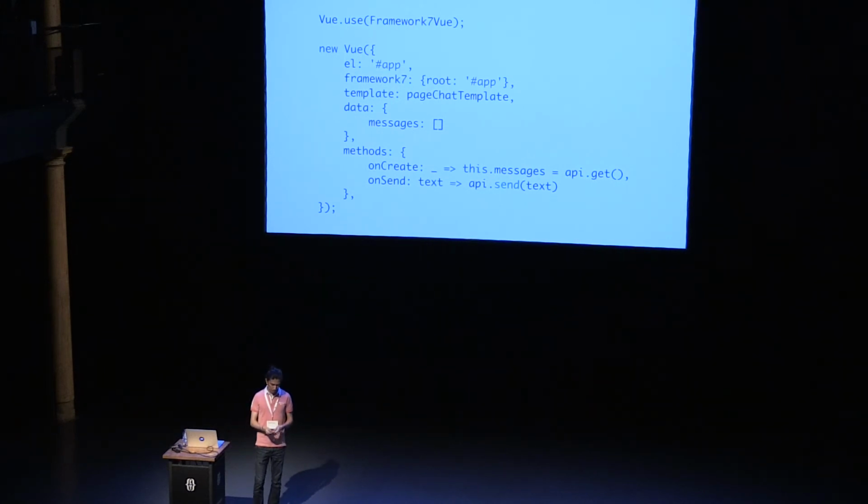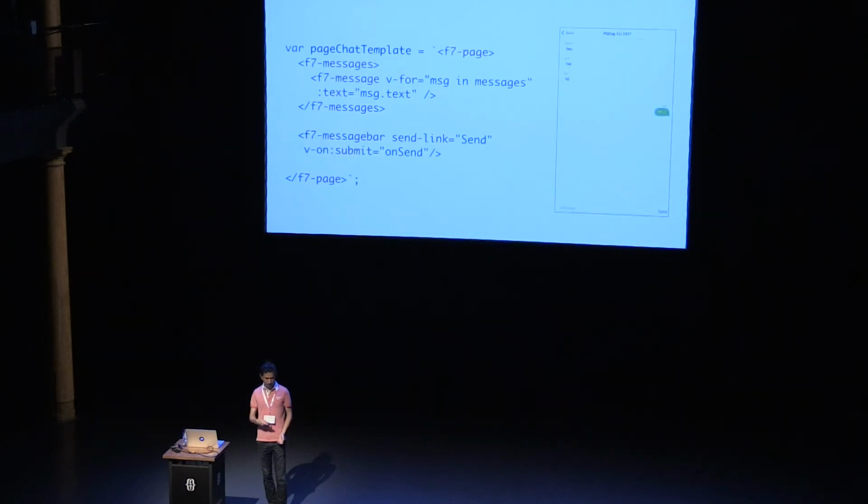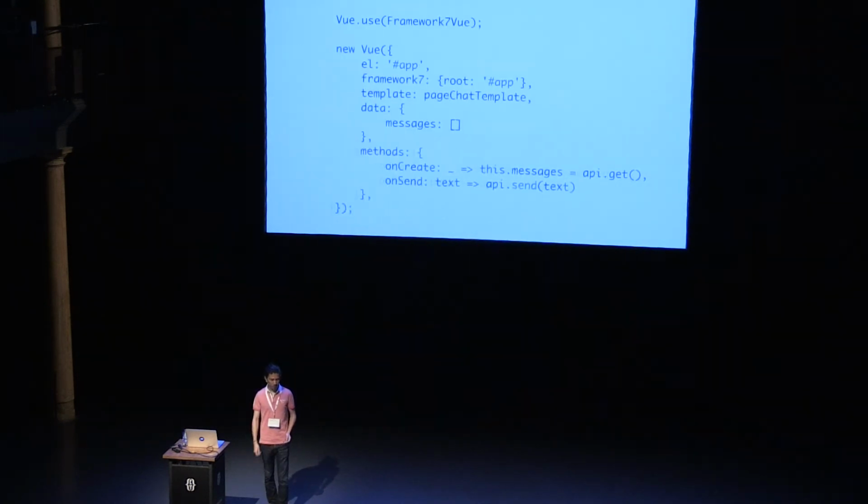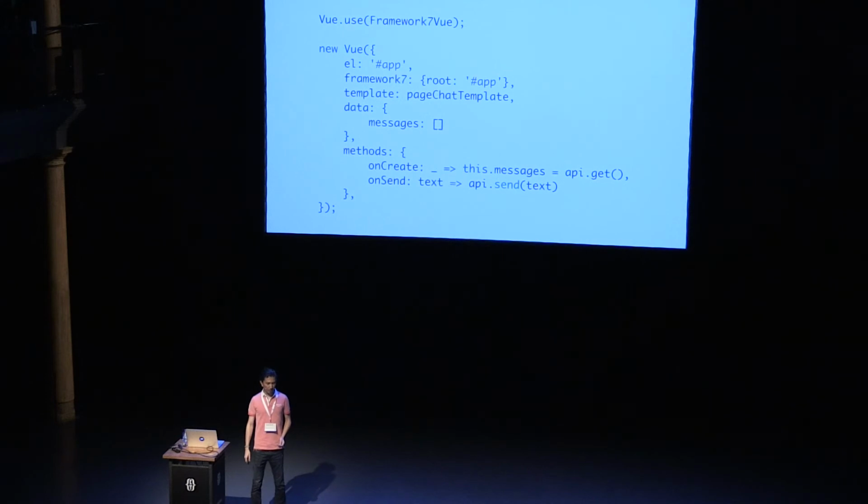The first thing you have to do is tell Vue that you would like to use the plugin. So you do that with the first line here. Then you create a new Vue instance, and you tell Vue which is the root element that you would like to bootstrap from. You pass in the template that we have created before on here. And then we pass in an empty messages array initially.